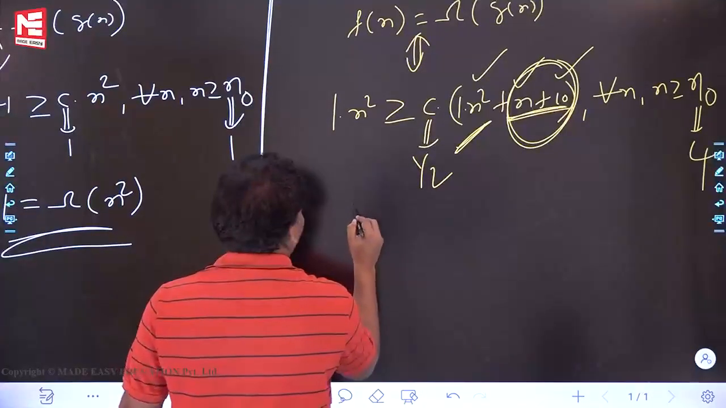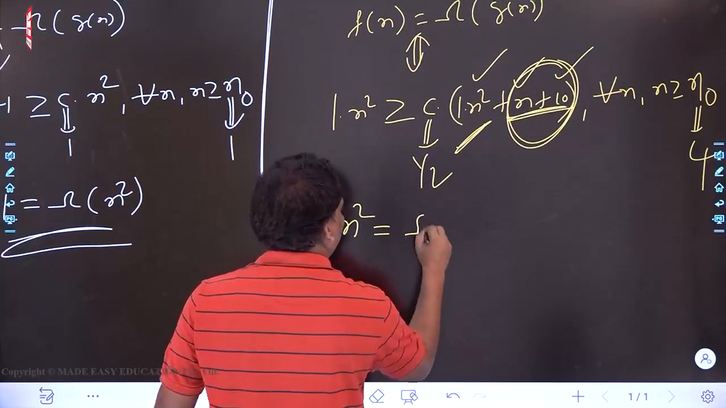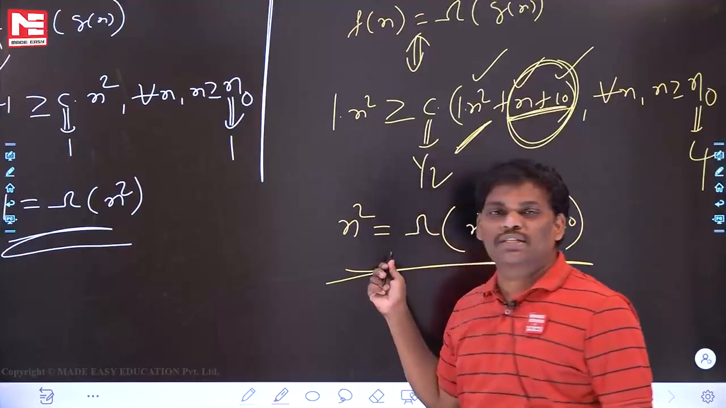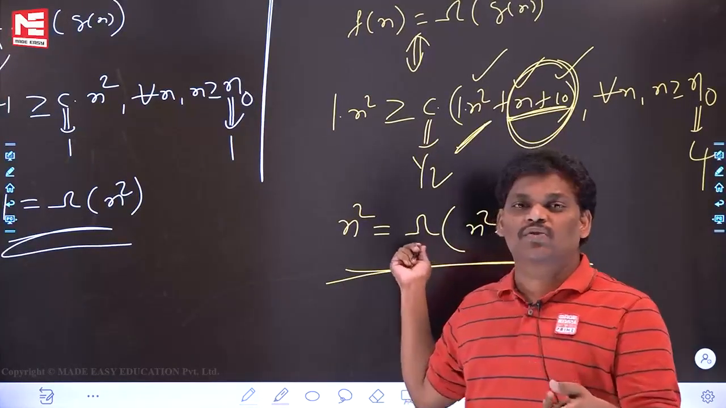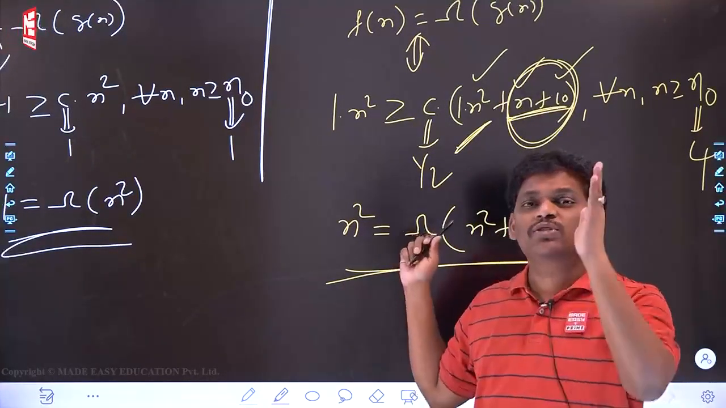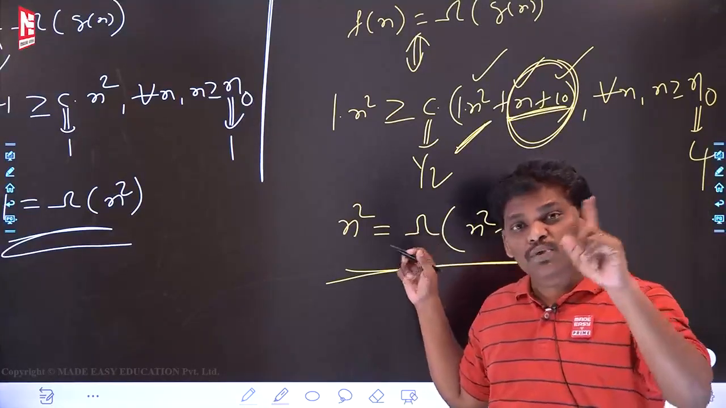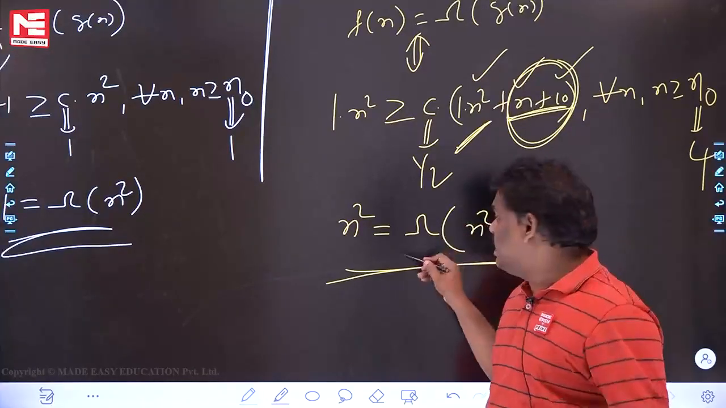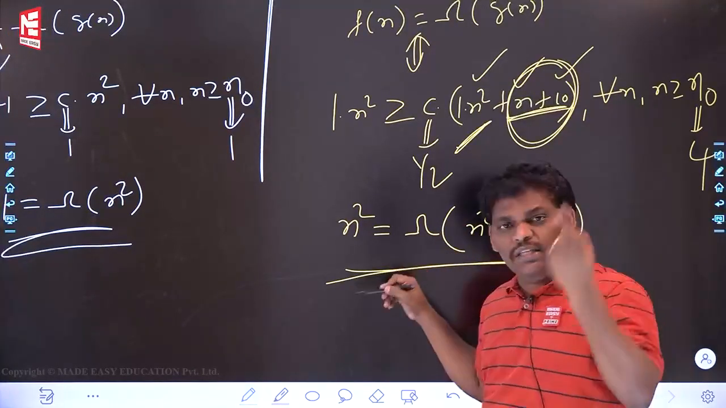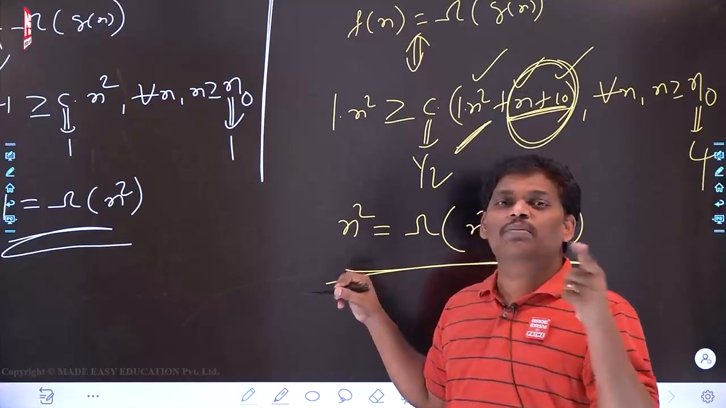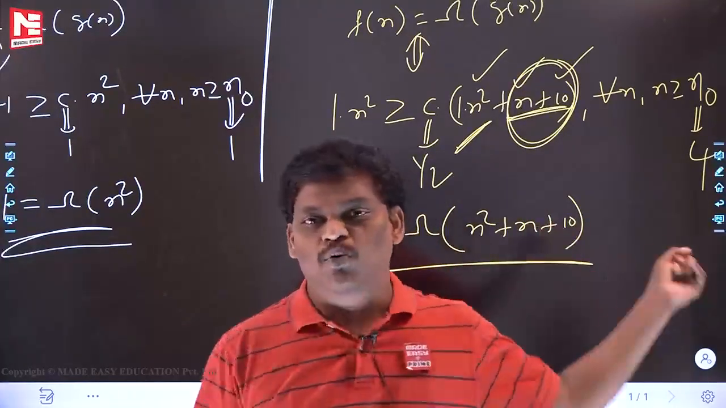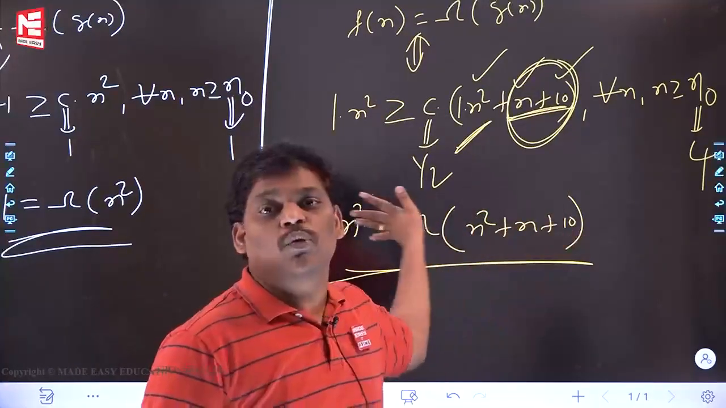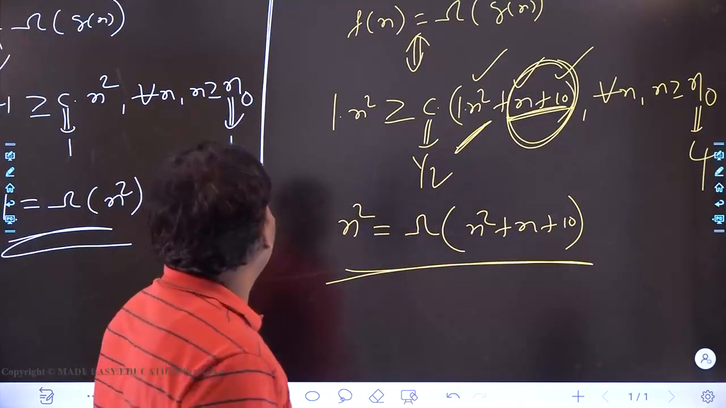Next one. So what is the final answer? N square is omega of n square plus n plus 10. And I want an answer from you. What is the meaning of this line? Because of omega, it is comparing left and right. Right will be smaller or equal. Some students are asking, how can you say that right is smaller? Omega means there is a C which can make sure that right will be smaller or equal. I proved it also. C value is 1 by 2. From n0 equal to 4 onwards, this holds. I think the third example is also okay.